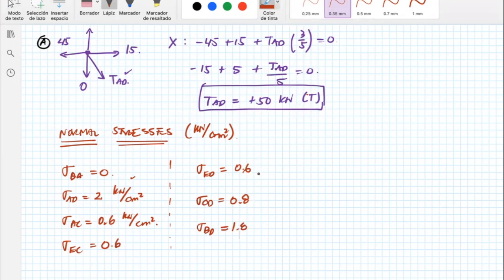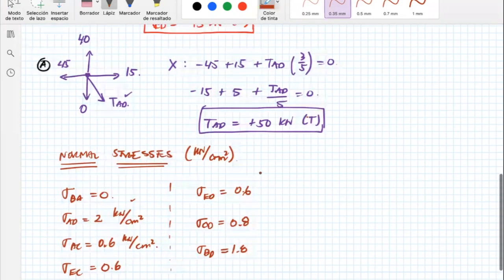That's what they were asking us, and that's what we are giving them.